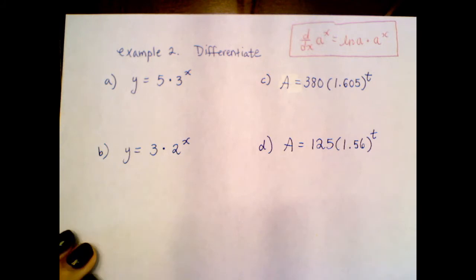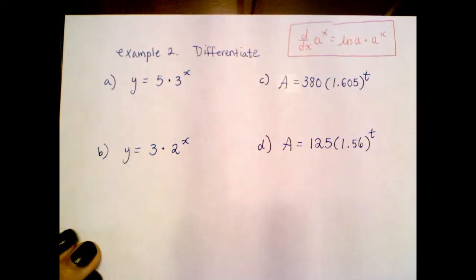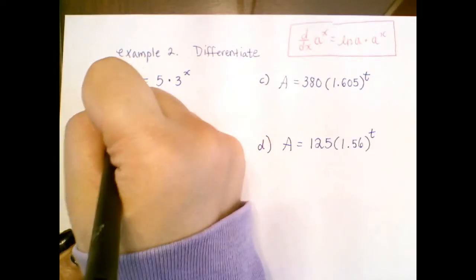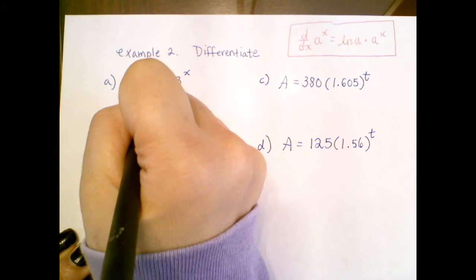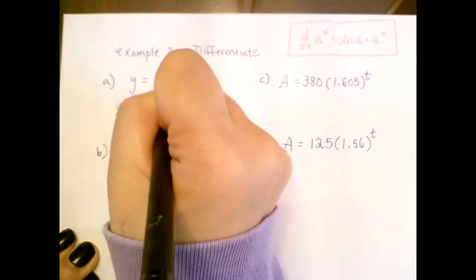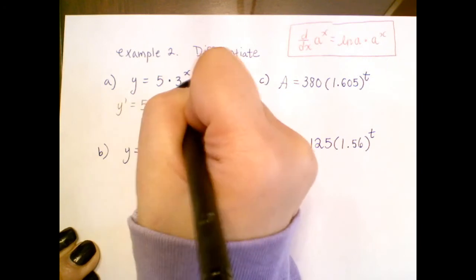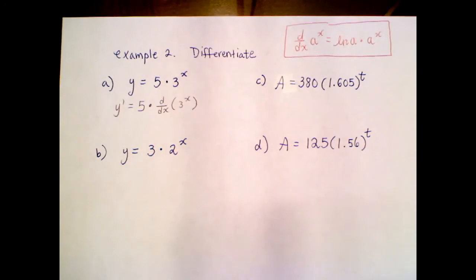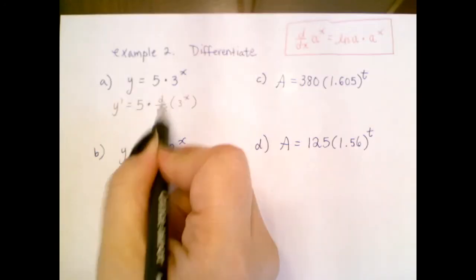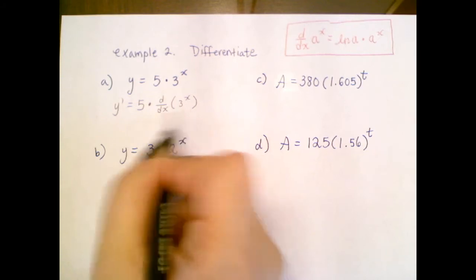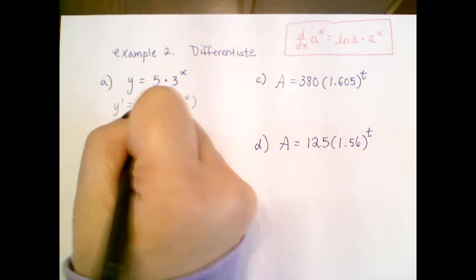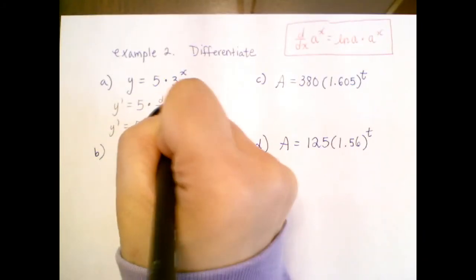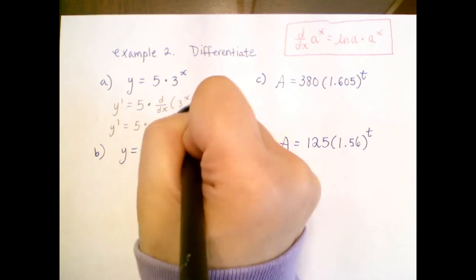But when you take the derivative of this, this 5 we can just keep. We don't have to do anything to this. So 5 times the derivative of 3 to the x. I just pull that 5 in front of it because this 5 doesn't have any x in it, so I'm just going to find the derivative of this, which we know. y prime is equal to 5 times the natural log of what number? 3 times 3 to the x power.